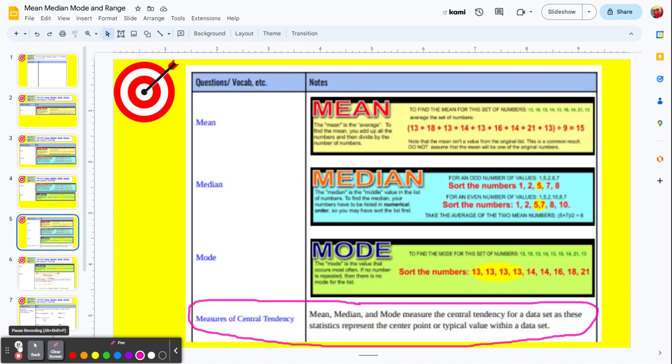Now, the mean, median, and mode measure the central tendency for the data set, as these statistics represent the center point or the typical value within a data set. So you'll hear us ask, what's the measure of center, what's the best measure of center. We'll be talking about the mean, median, and mode, and in what situations one is better than the other for our data set.